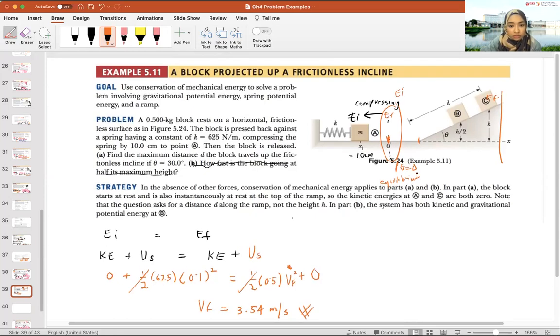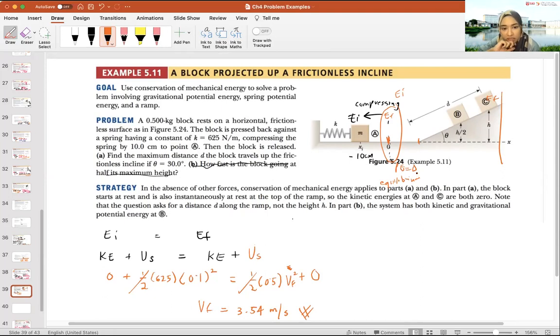Okay, so now we want to know the maximum distance D the block travels up the frictionless incline if theta is equal to 30. So now we padam balik semua ni. This is now our EI, and this point C is our EF. Our EI is at the equilibrium point where we have velocity of 3.54. And this is going to be our EF. Point sini and this point.